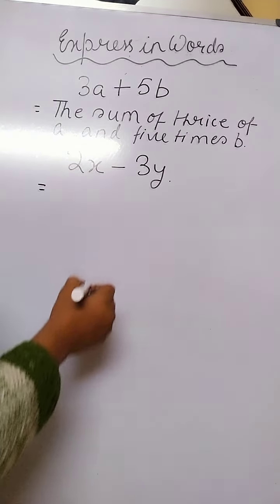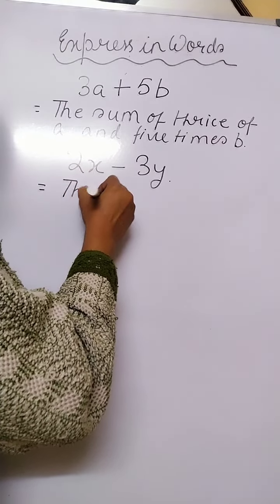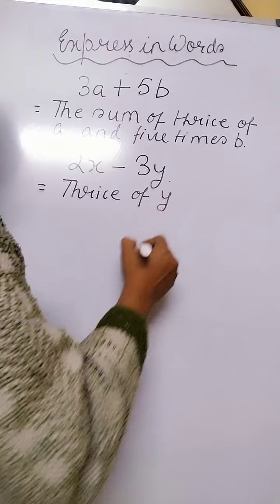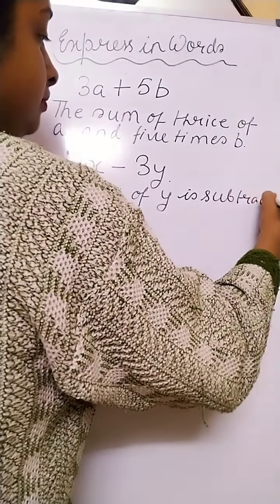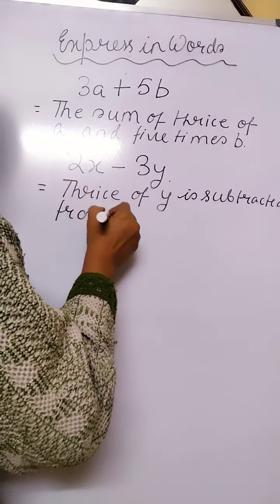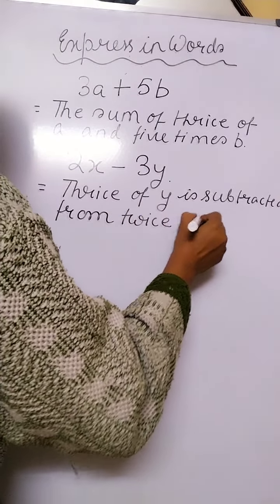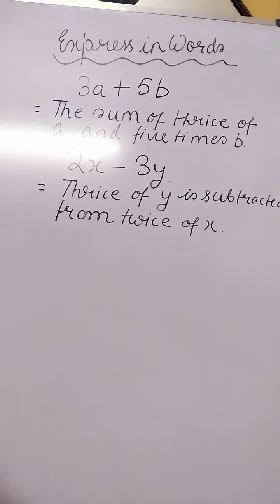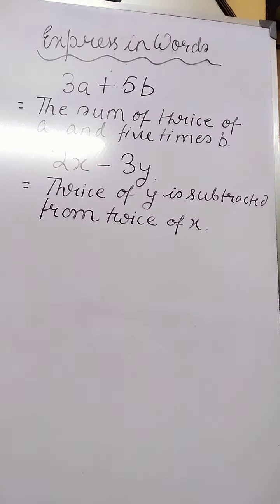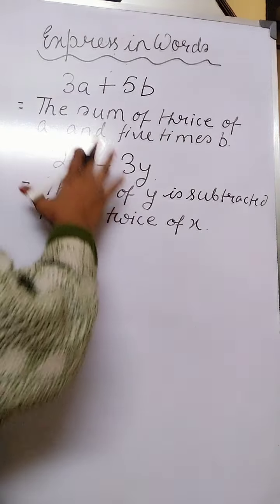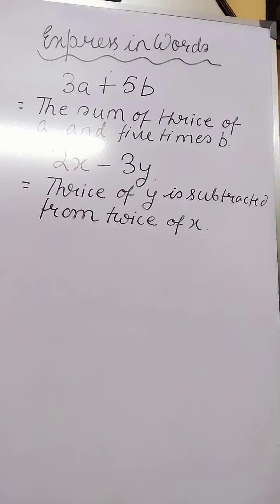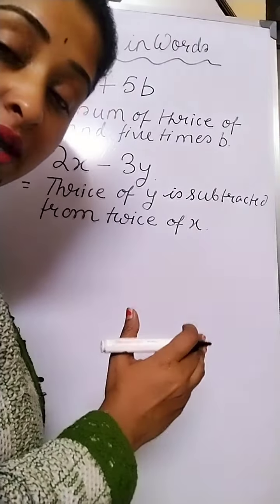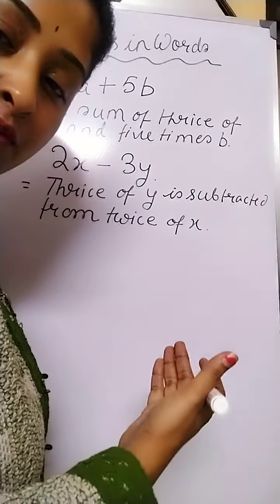In the second expression, what will you write? Thrice of y is subtracted from twice of x. This is the way you will express the expressions in words. You have to write the expression in words. These are quite easy for you to write, because they are not so difficult to express. But suppose some difficult algebraic expressions are given to you, in that case you may face problems in writing them or converting them into words.